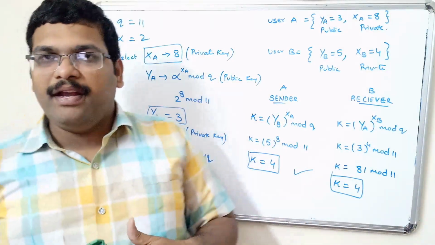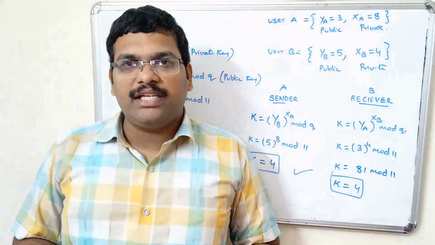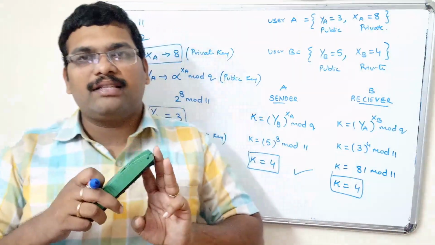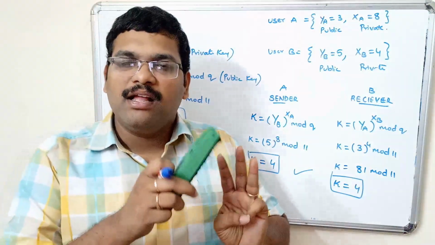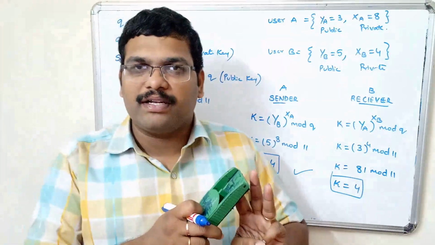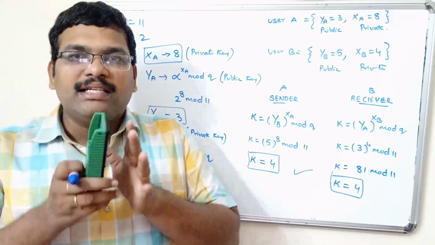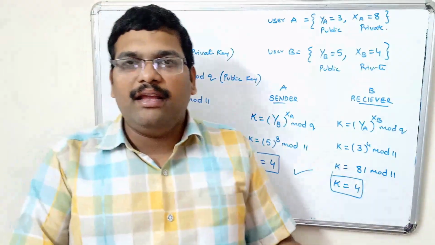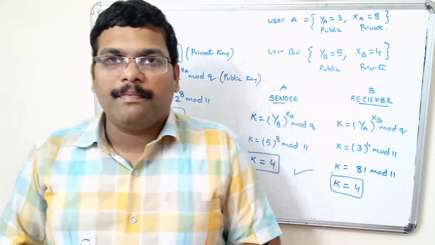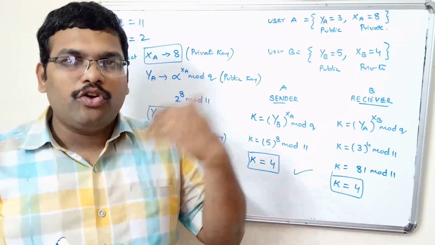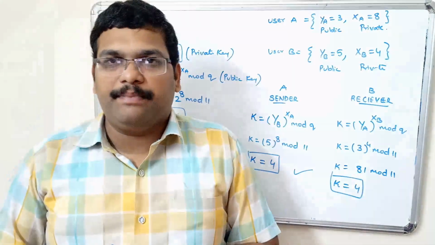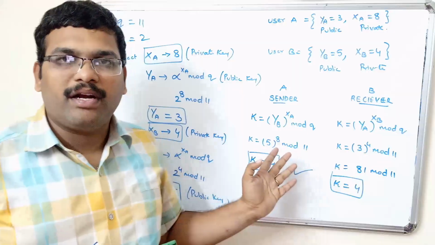So once again I am repeating. In the previous sessions we have seen 3 algorithms. All the 3 algorithms are encryption algorithms, that means conversion of plain text to ciphertext. And today's algorithm is not an encryption algorithm. This is just to exchange the secret key from sender to receiver, in order to perform the symmetric key encryption. So this is also a very important algorithm.